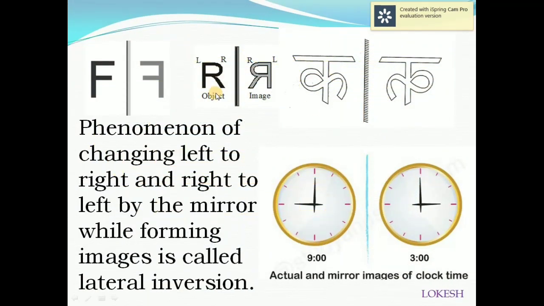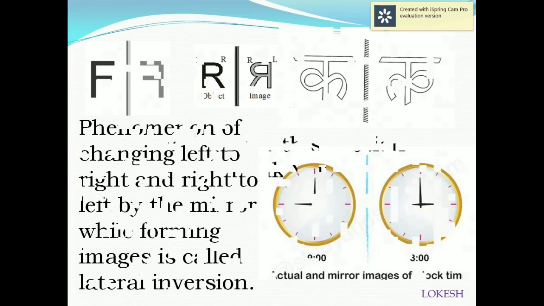Phenomena of changing left to right and right to left by the mirror while forming image is called lateral inversion. Because of this phenomena, F is written like this, R is written like this, and K for kabutar is written like this. And if the time in the clock is 9 o'clock, and when viewed in the mirror, the time will appear as 3 o'clock if no numbers are written on the clock.